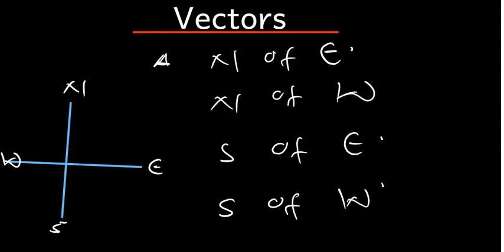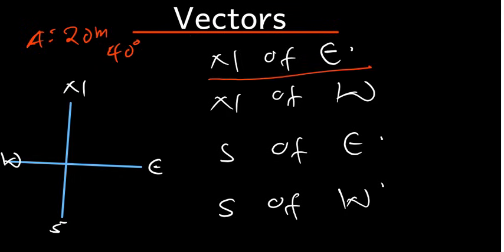got vector A, which is 20 meters at an angle of 40 degrees. Now they are saying that it is north of east. What it means is that this angle is near east than north. So if we check here, we have got north and east, meaning this 40 degrees is near east than north. So meaning that here is the angle. It's going to be like somewhere there. So here is our 40 degrees.